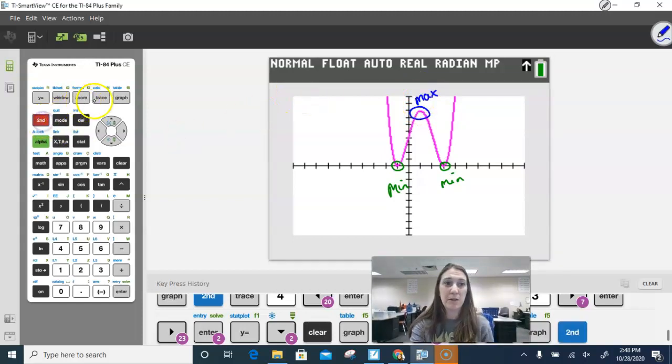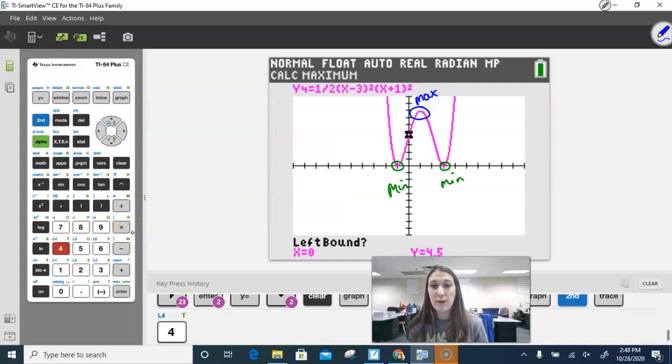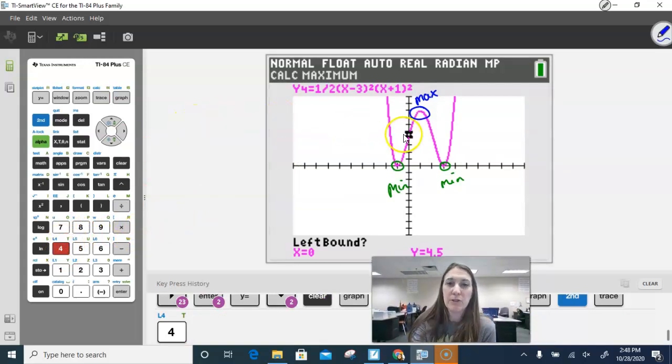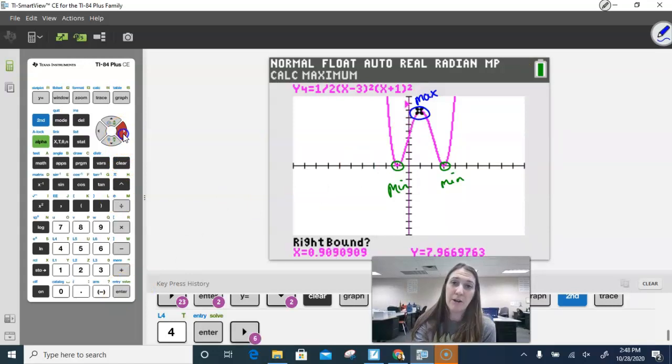So let's go find that relative max using our calculator. I'm going to go to the calc menu. And again, I'm choosing the right command. It's a maximum, so number 4. Now what they want is your little cursor to be a little bit to the left of the maximum. Actually, I'm already there, so I'm going to hit enter. Now it says right bound, so use your right arrow and scooch, scooch, scooch until you're to the right of the maximum. Hit enter.